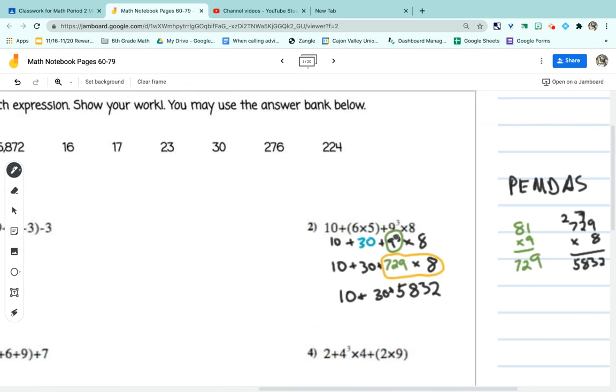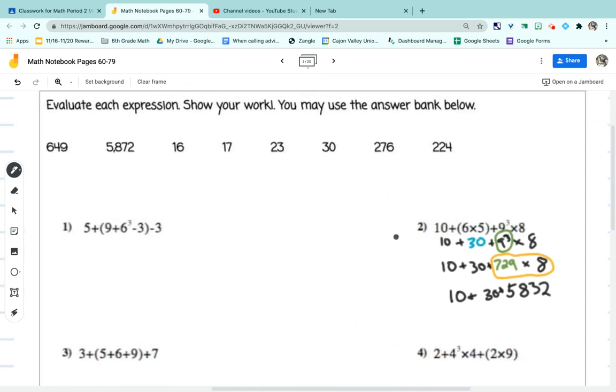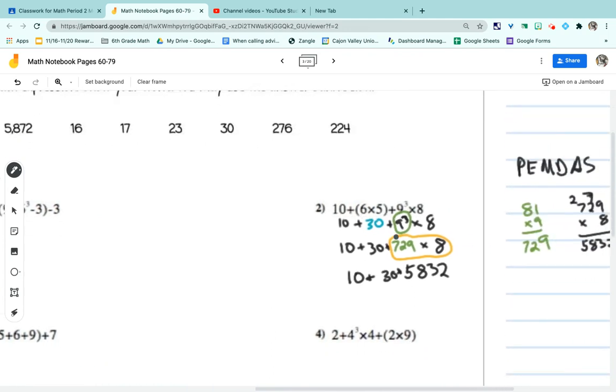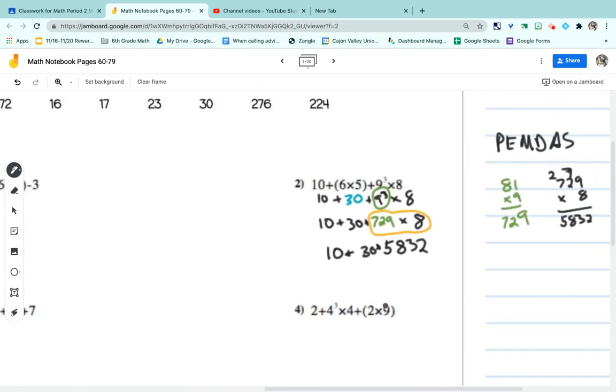Okay, now if I look up here in my bank, yeah, I think I know what the answer is. But that's okay. So we've got 10 plus 30 plus 5,832. And let me make this a little bit bigger because it's hard to see. All right, last step in PEMDAS. We did multiplication and division. There's only one multiplication problem, so we move on to addition and subtraction.